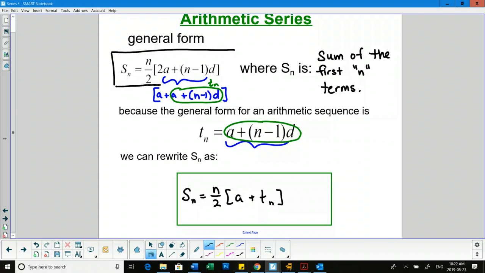So this is my first formula here, and that's my second formula. This one is useful if we know the first and the last term of the sequence. So if I know the first term has a value of this, and I want to find the sum of the 50 terms, and I know the value of the 50th term, that's when this formula will be useful. But for the most part, we're going to use the first formula there.